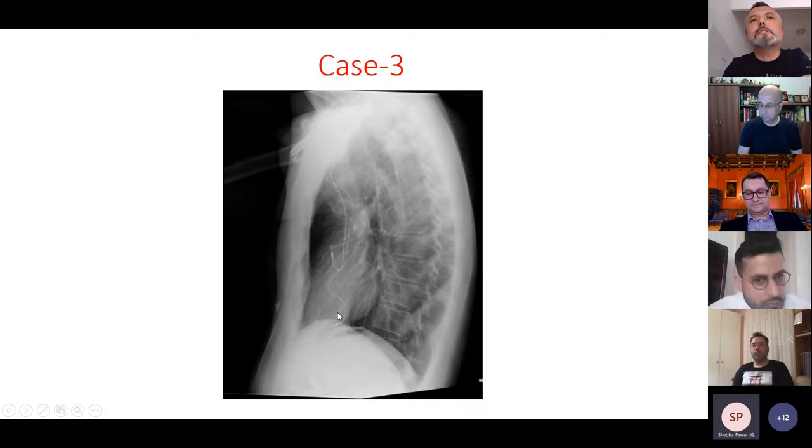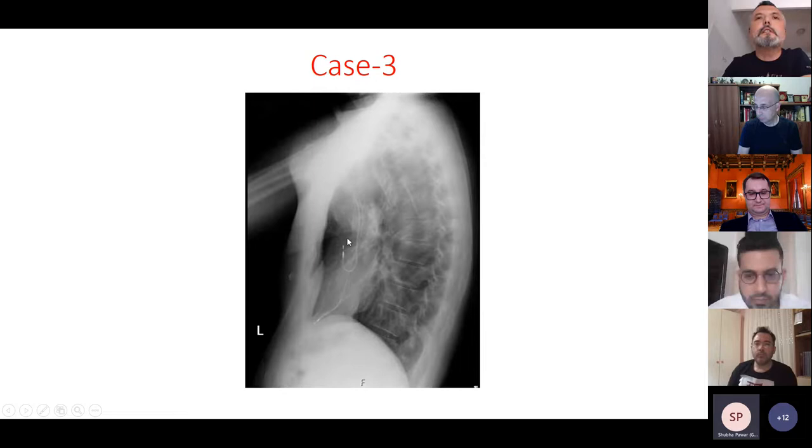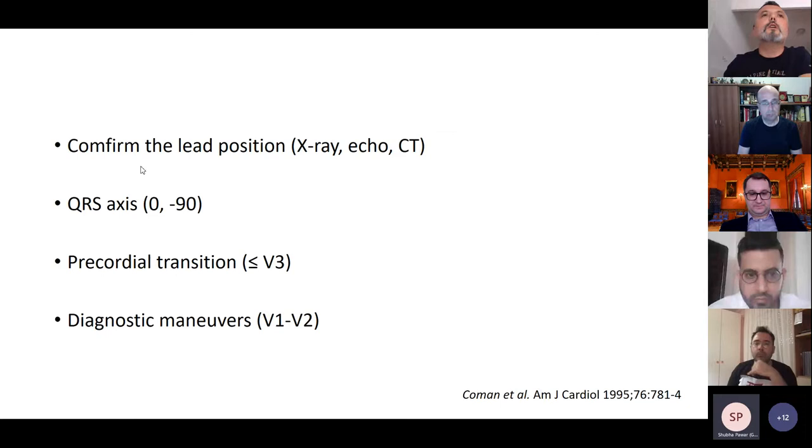In this circumstance, the cerebrovascular accident risk is very high. So the ventricular lead was removed and repositioned in this patient. This is the lateral view after repositioning. In this circumstance, confirming the lead position is very important by using imaging tools such as X-ray, echo, even computed tomography. But in some patients, we may see right bundle branch block morphology despite the correct position of the right ventricular lead.